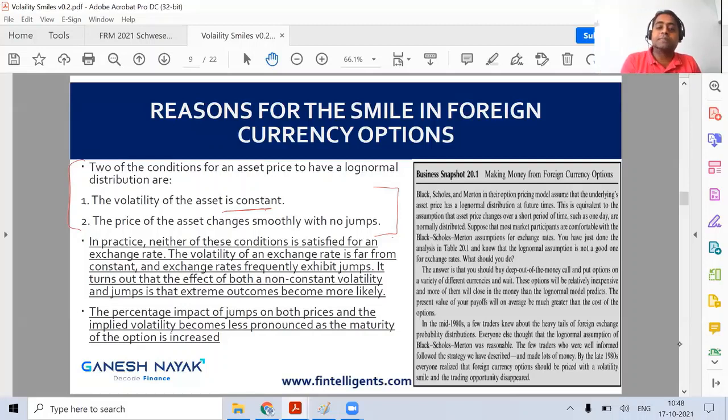But if you read this paragraph, it explains that in the FX market, the volatility can be very high. It cannot be constant. It can change drastically. And because of this, we see a smile for the foreign exchange option, the volatility smile. I want you guys to read that part.